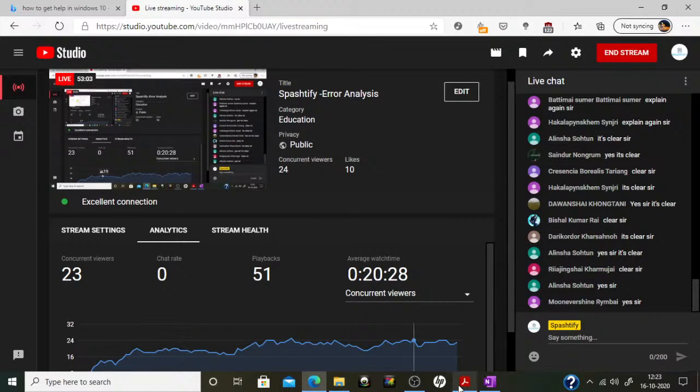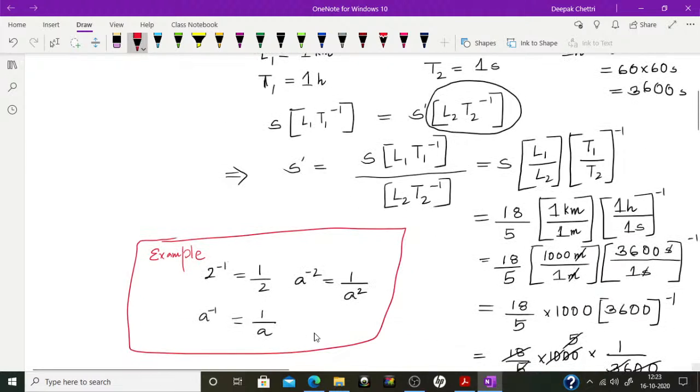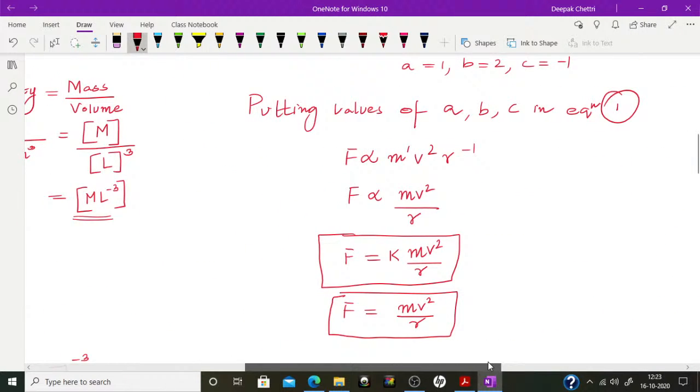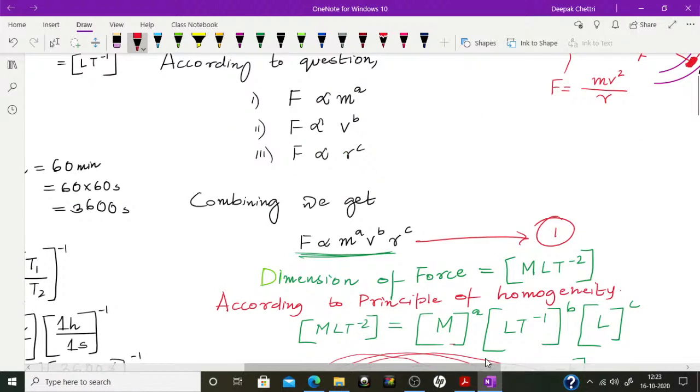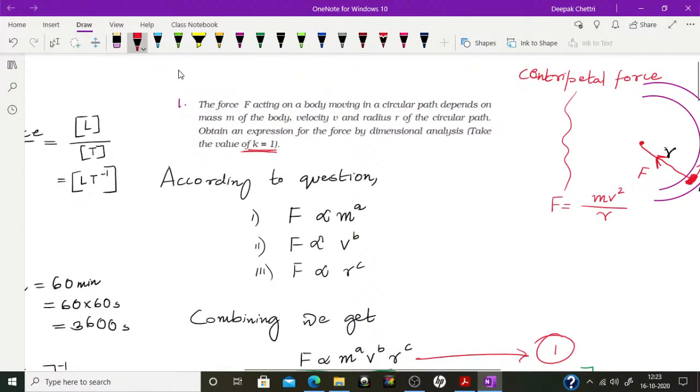Okay, so those are the three applications, understand? The first one is how to convert from one system of units to another. The second one is to check the correctness of a formula, and the third one is to derive a formula.